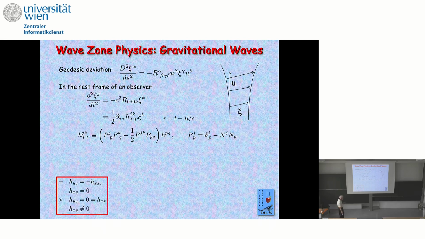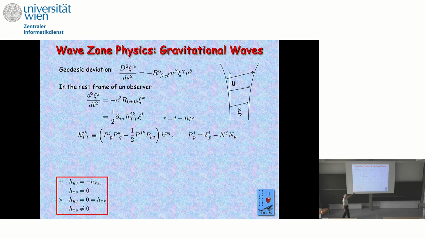And when you work all that out, you discover that the relative acceleration between these two geodesics is given by, it's related to H, the spatial part of H, but only specific components, the TT components. I'll tell you what that is in a moment. There's a half, and it depends on 2 time derivatives of this H. And remember, tau is always our retarded time, R is the distance to the source. But what are these TT components, transverse traceless components?